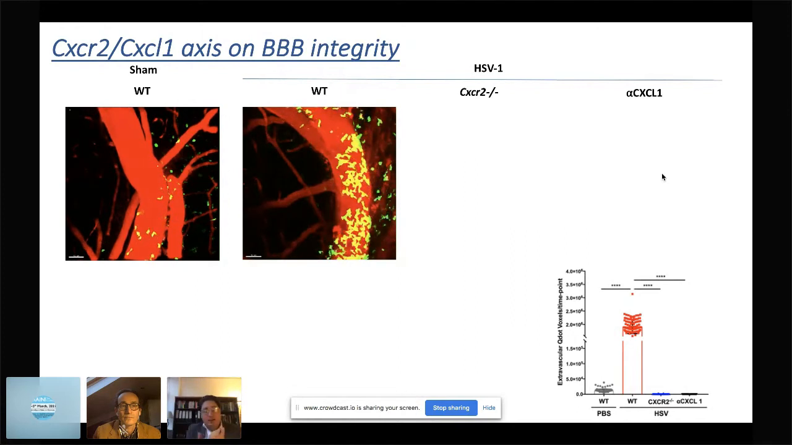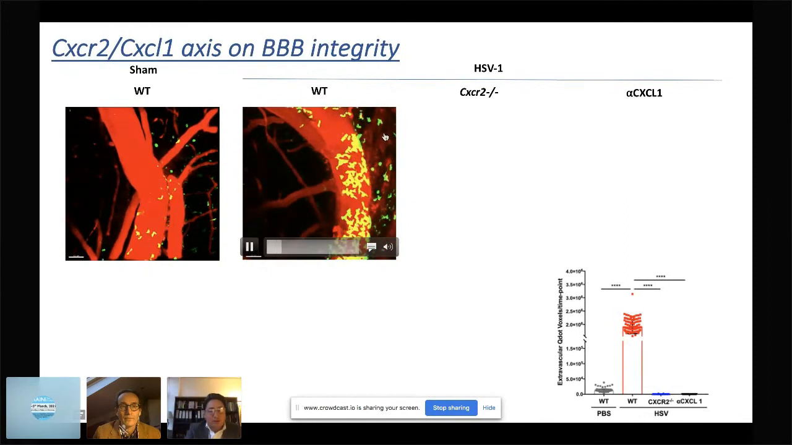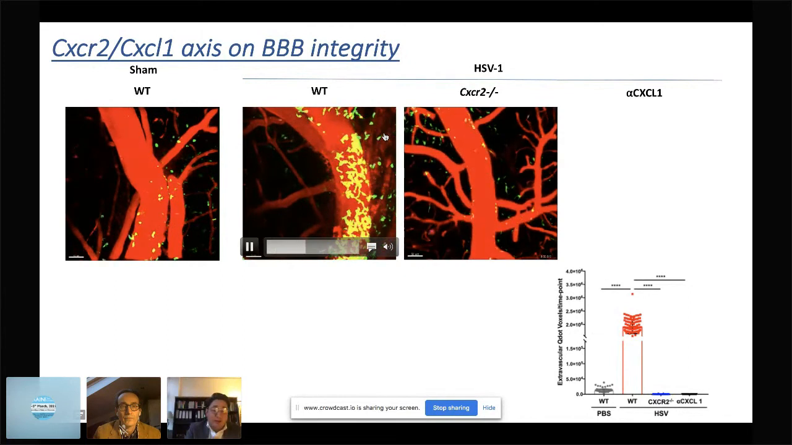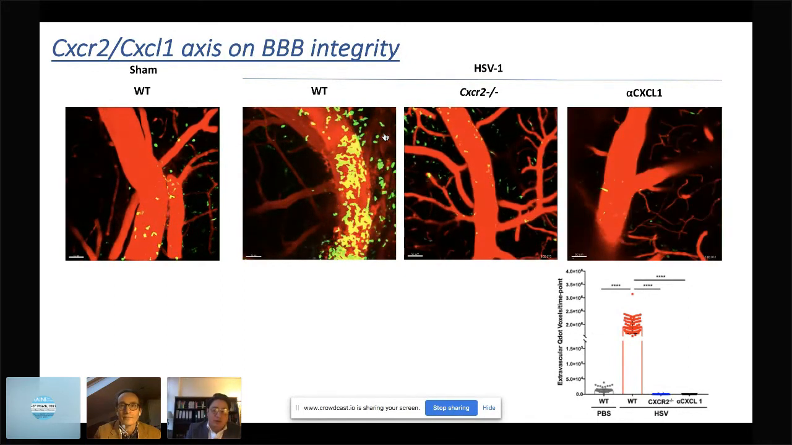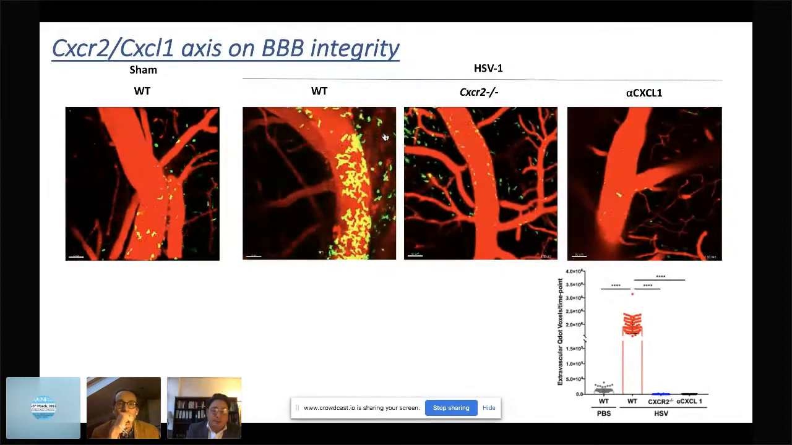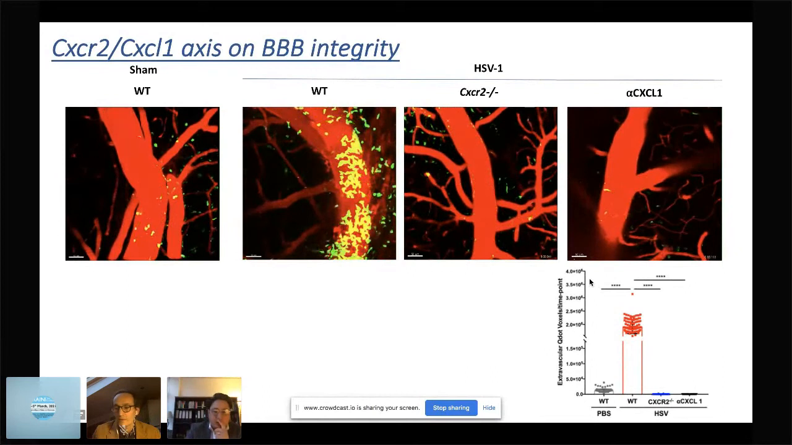And you can see that in wild-type mice in response to HSV infection, there's an accumulation, even early in infection, of red Qtracker outside of the blood vessel. And then this is completely abrogated in CXCR2 knockout and wild-type mice treated with anti-CXCL1. And these are markedly statistically significant findings.